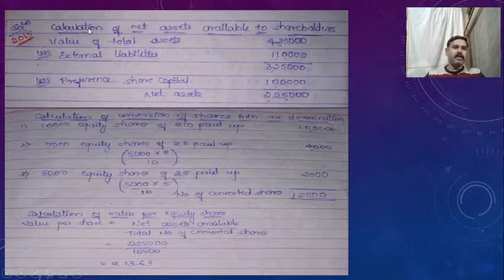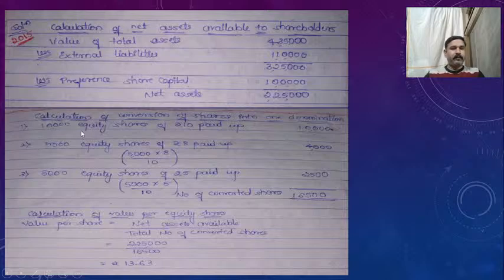As I discussed, first the calculation of net assets available to shareholders. Value of total assets given in the problem is 4,35,000. Less external liabilities 1,10,000, that is 3,25,000. Then you have to deduct the preference share capital also, that is 1 lakh rupees. Net asset is 2,25,000.